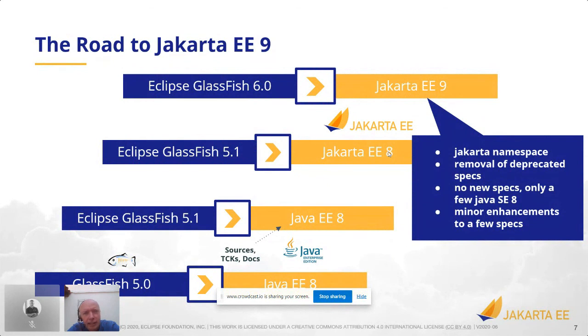Then we move on to Eclipse GlassFish 6. Eclipse GlassFish 6 is targeted as a compatible implementation of Jakarta EE9. EE9 essentially is the move of the javax namespace to the Jakarta namespace.